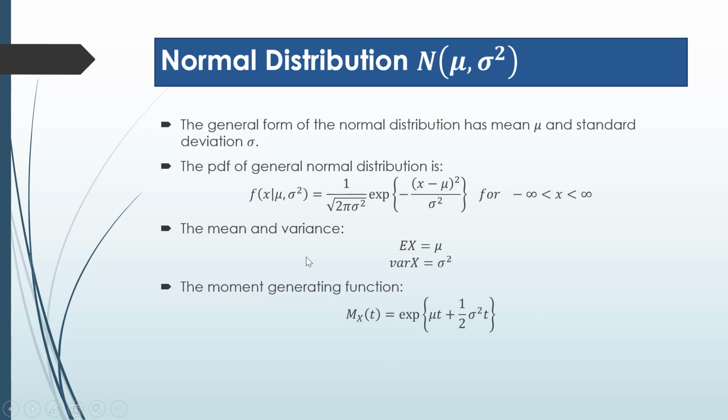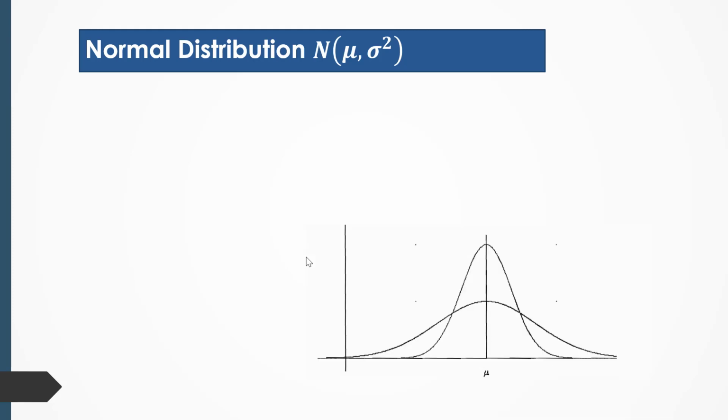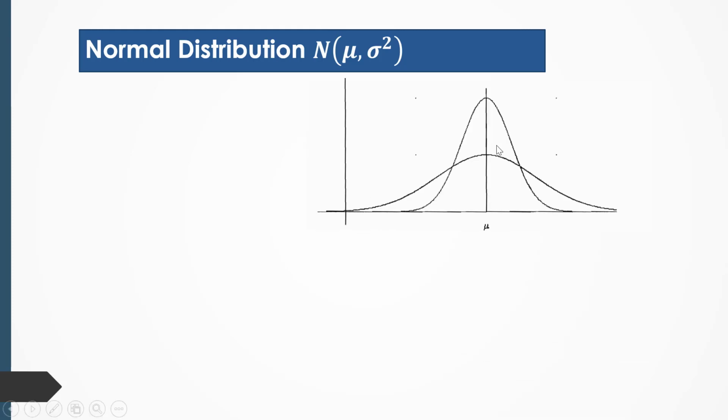So we have learned how to compute the probability for the standard normal distribution. Now what if you have questions relating to the general normal distribution? Here is the shape of the general normal distribution. Remember, the standard normal distribution is centered at 0 and the standard deviation is 1. Here for the general normal distribution, the bell shape is shifted to either the left or the right to center at mu, and the scale represents the height of the bell.